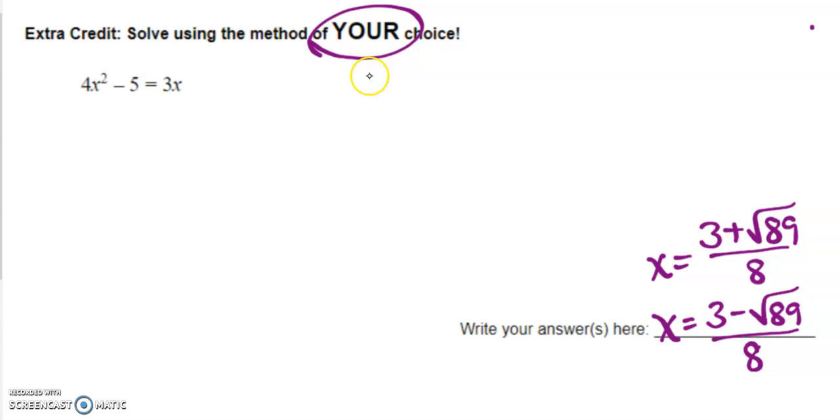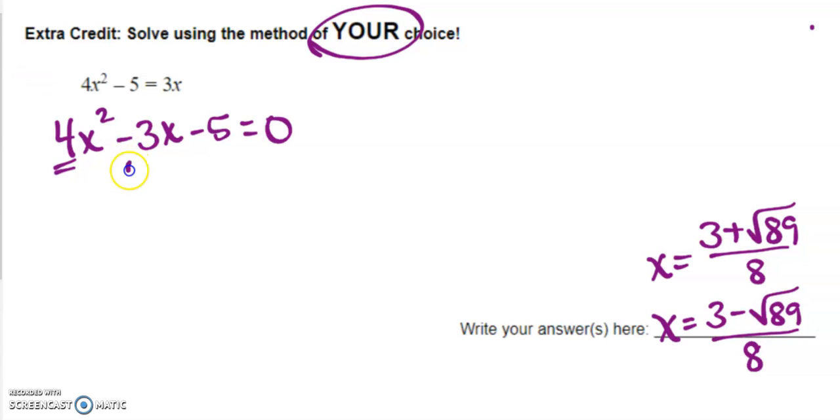So remember, it's your choice. I would at least start by getting things equal to 0, and then asking yourself, do you really want to try to factor if you have a 4 in front? Do you really want to try to complete the square if your b value is an odd number? In which case, quadratic formula is probably your best method.